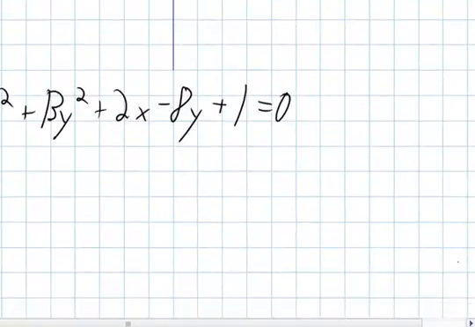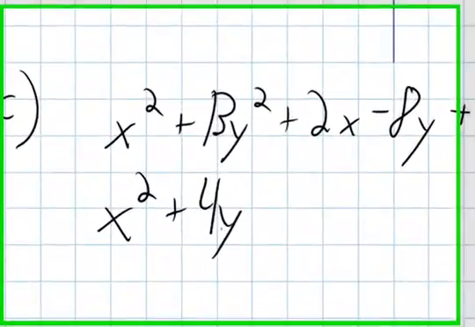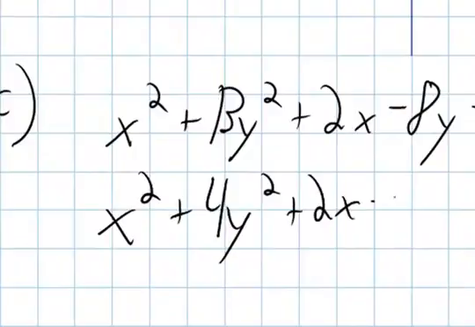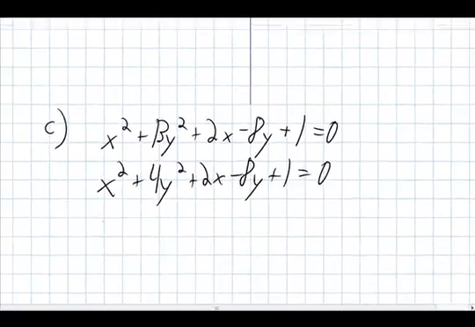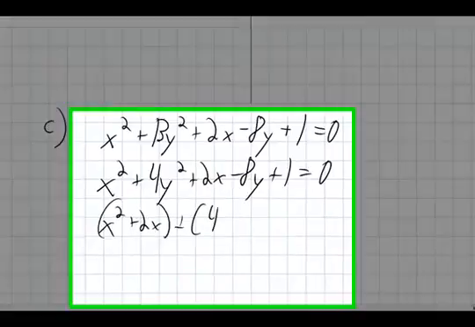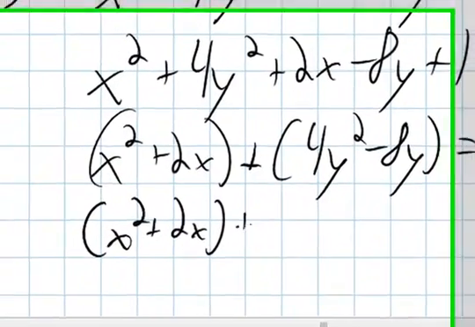Now part C says let's substitute 4 in for B. So we have x squared plus 4y squared plus 2x minus 8y plus 1 is equal to 0. Group the x terms. Group the y terms. Factor out the 4 in front of the y squared.